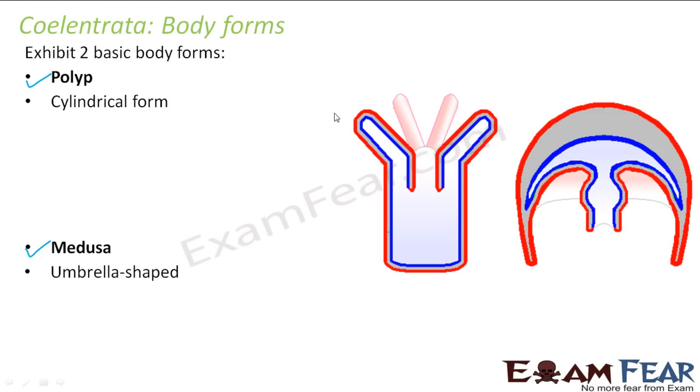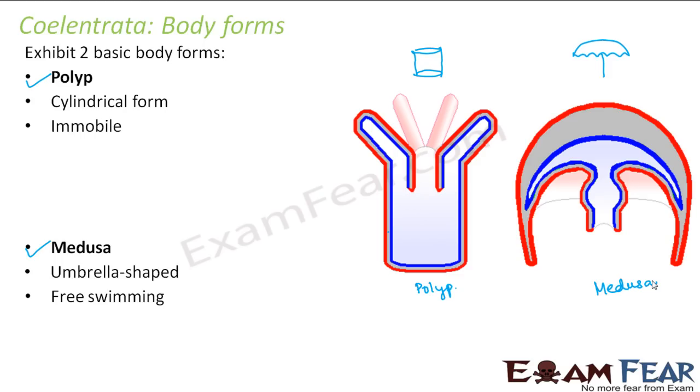So here if you see, which one looks cylindrical? This looks cylindrical, so this is a polyp, and this is umbrella shaped. This is how an umbrella looks, right? And this is how a cylinder looks. So this is resembling an umbrella. So this is medusa. So these are the two types of body forms which exist in a Coelentrata.